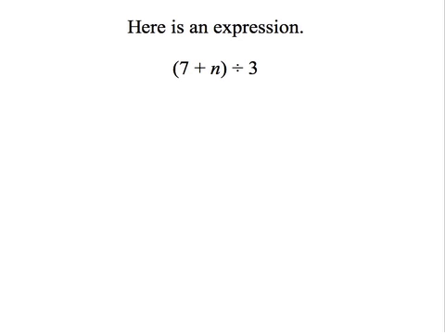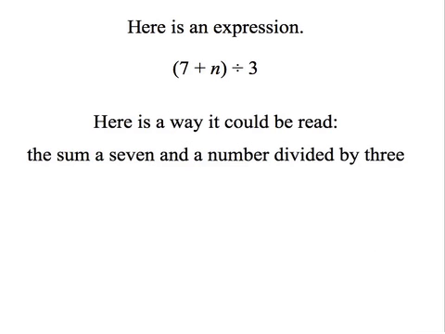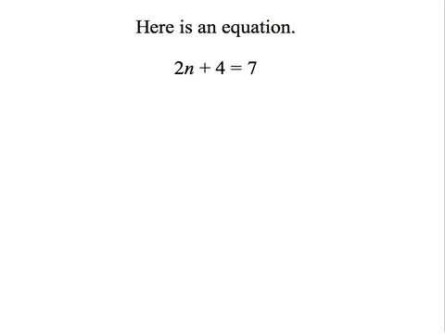Here's a similar expression, but we've grouped the 7 plus n. So now, of course, the 7 is added to the number before the sum is divided by 3. So it's read differently. So here is a way it could be read. The sum of 7 and a number divided by 3. And here's an equation.